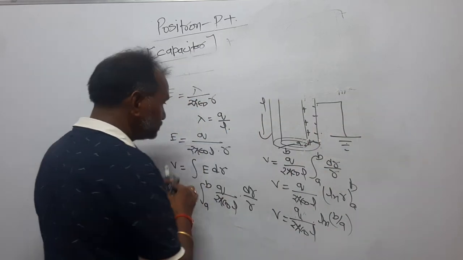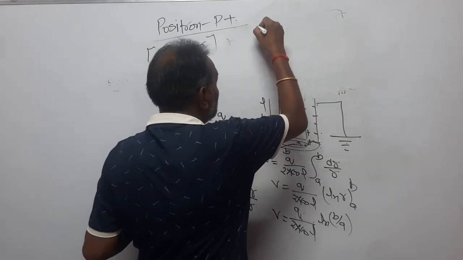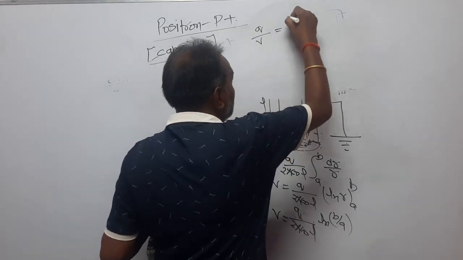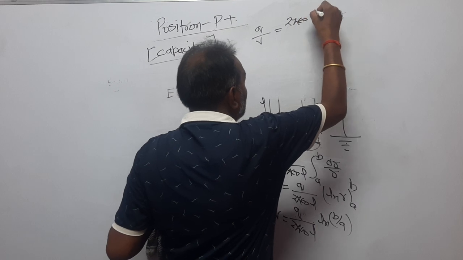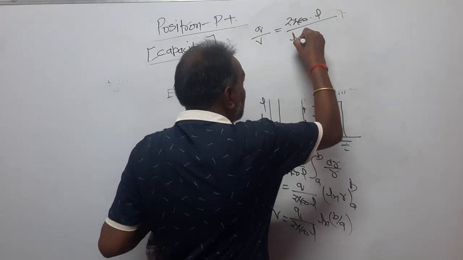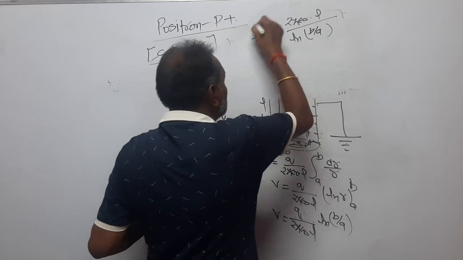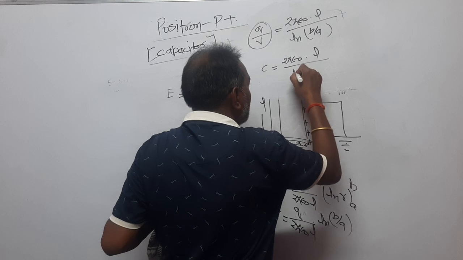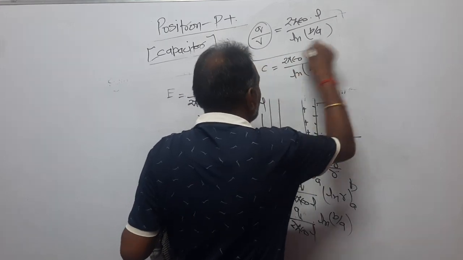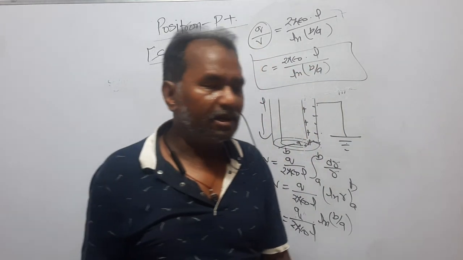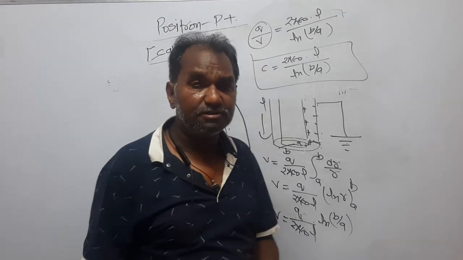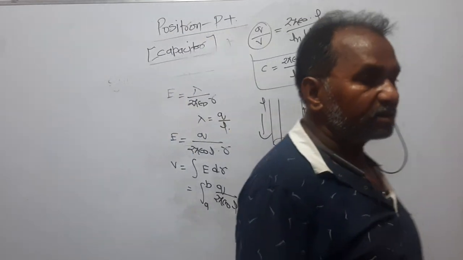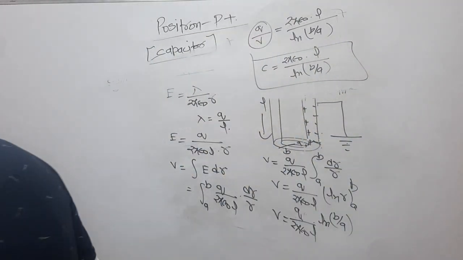Look here, Q upon V is equal to, bringing V here, 2 pi epsilon naught L over ln B upon A, natural log B upon A. So C is equal to 2 pi epsilon naught L over ln B upon A. This, dear students, is the formula for the capacitance of a cylindrical capacitor. In this way, you can derive the formula for the capacitance of a cylindrical capacitor.